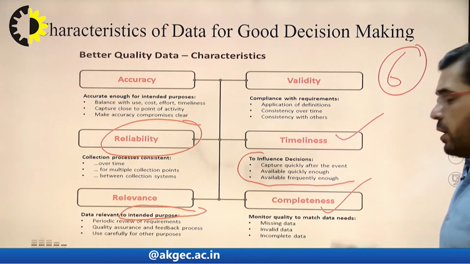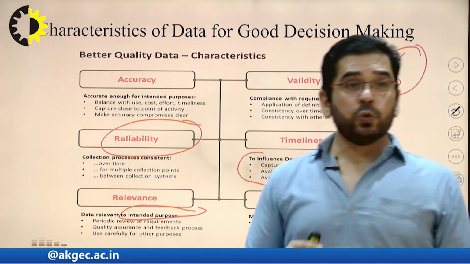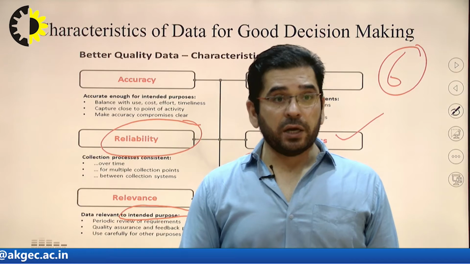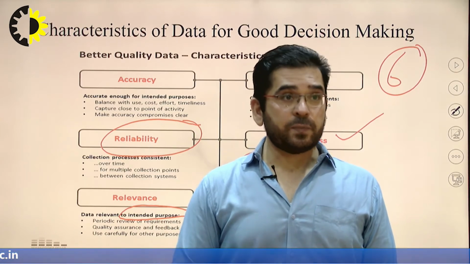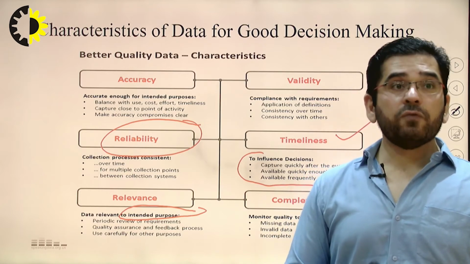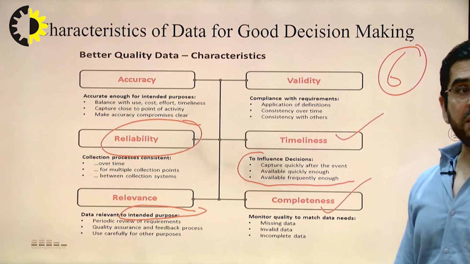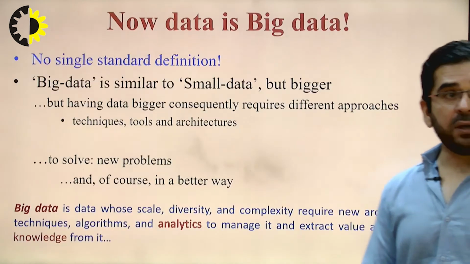The data should be complete in nature. No partial or half data can be used for good decision making. The data should be complete in all aspects. That is the last characteristic of good quality data for good decision making. So you need to remember all these 6 qualities of good data.